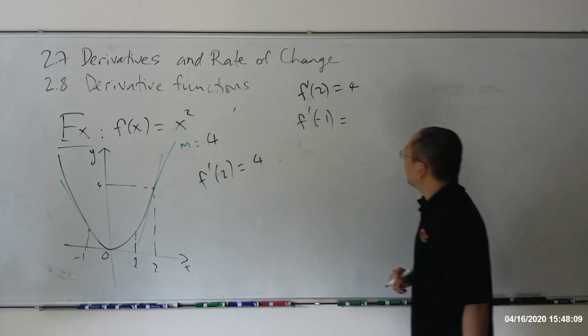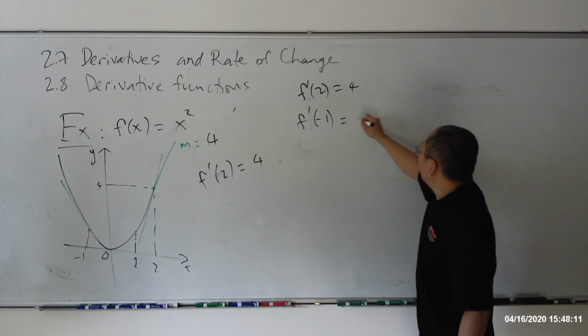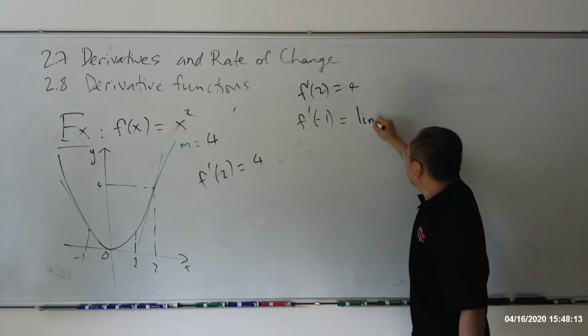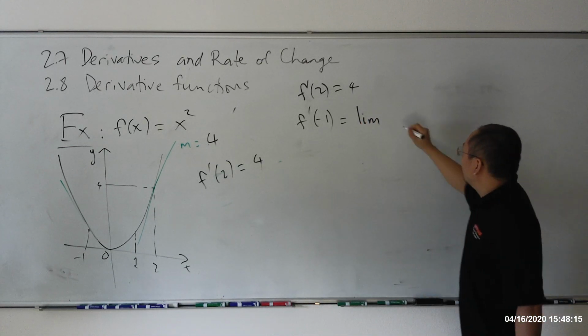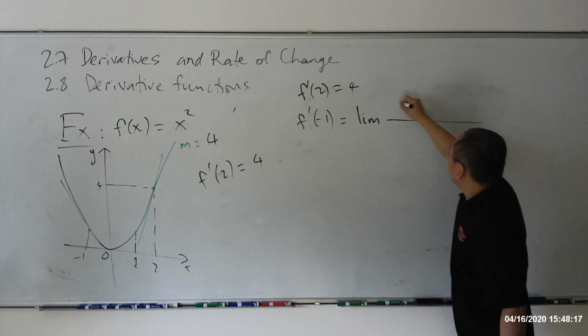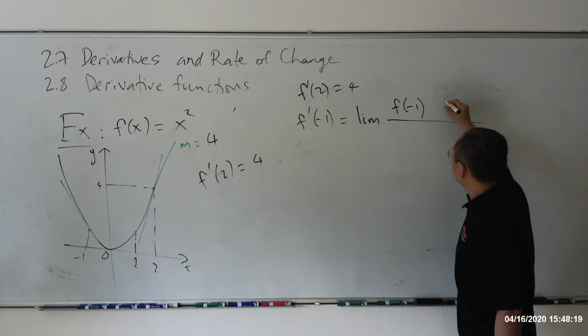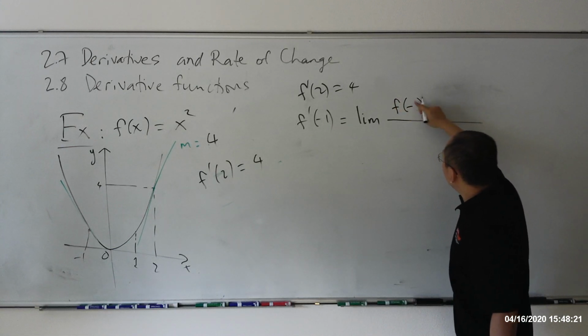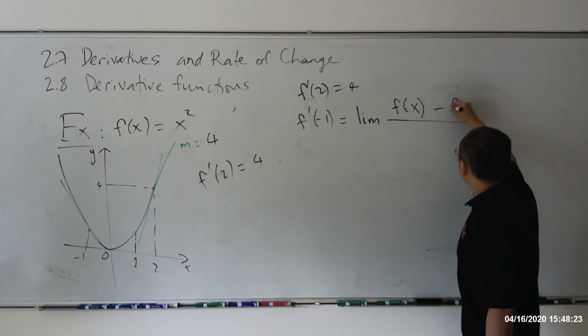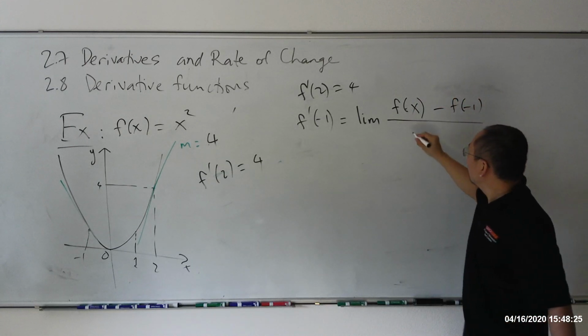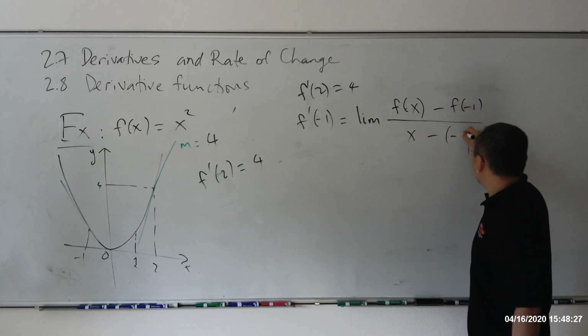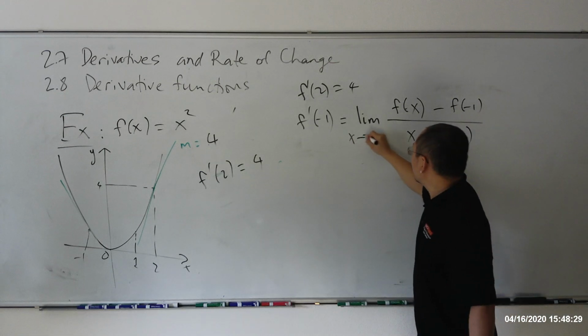Slope f prime of -1. We're going to use the definition. This is the same definition. It's equal to the limit of f of x minus f of -1 over x minus -1 when x approaches -1.